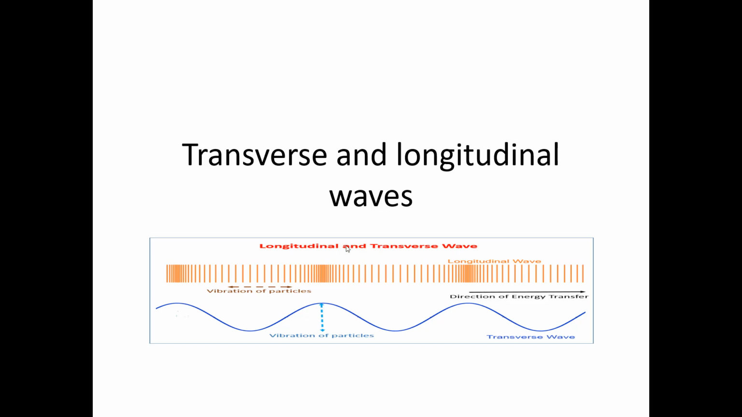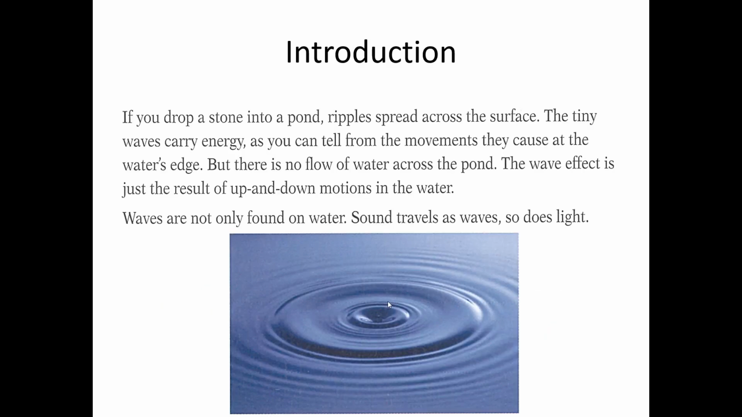Here, this picture shows the two types of waves, the longitudinal waves and transverse waves. Introduction. If you look at this picture, it shows some waves in water. If you drop anything, let's say a stone, into a pond, ripples spread across the surface. These are the ripples.